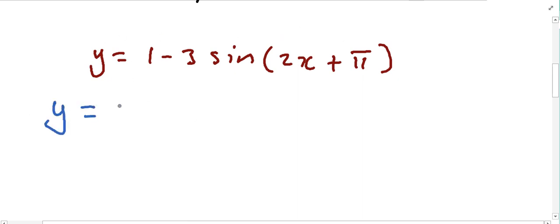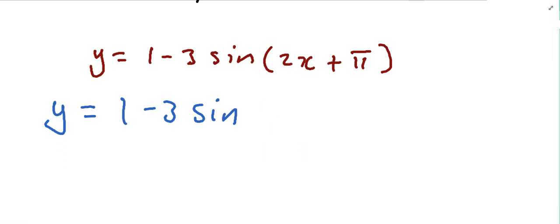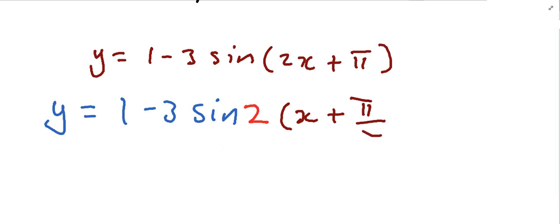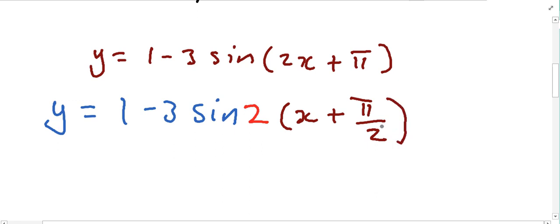From here, this equation can be simplified as y is equal to 1 minus 3 sine. You factorize 2, because normally x is not supposed to have a coefficient. When you factorize 2, you're going to have a 2 outside, then inside you say x plus, you divide this pi by 2, it's going to be pi over 2, like that. So we have simplified that expression.